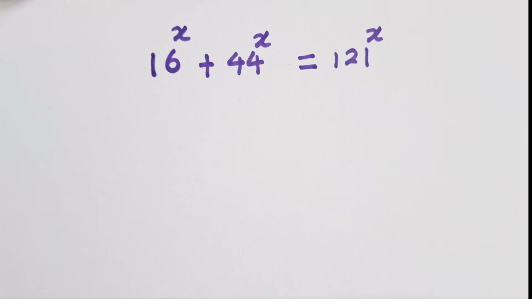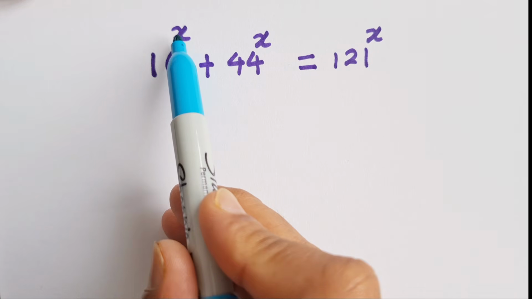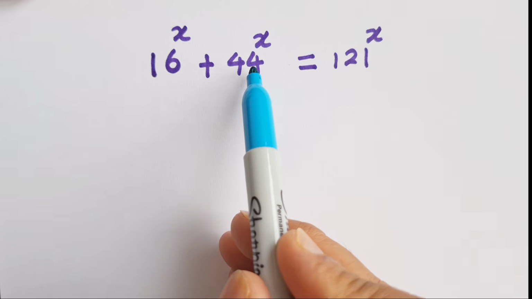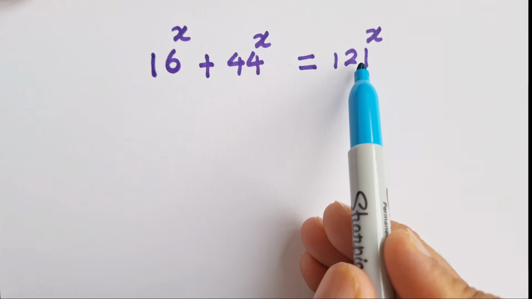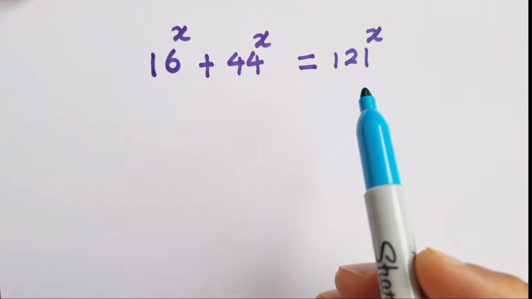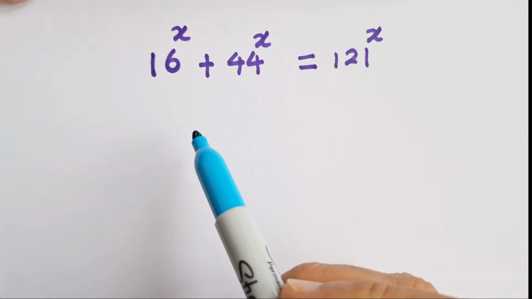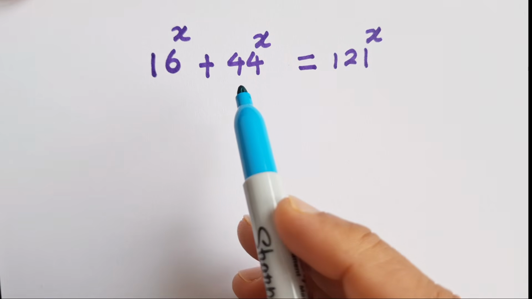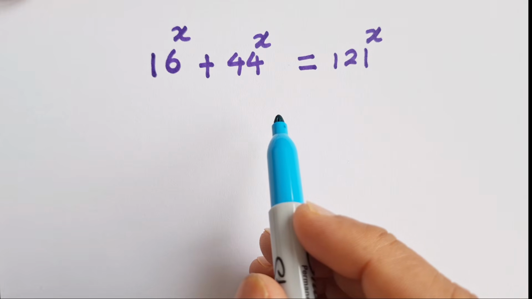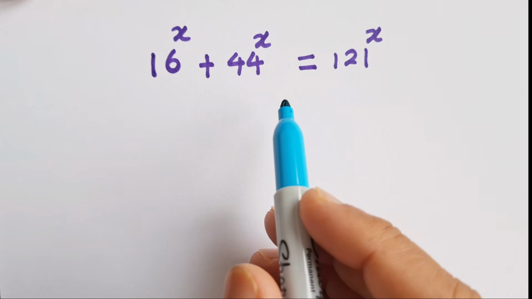We have an exponential equation. It is given that 16 to the power of x plus 44 to the power of x is equal to 121 to the power of x. We need to find all the possible values of x which can satisfy this equation. How do we start to solve this equation?